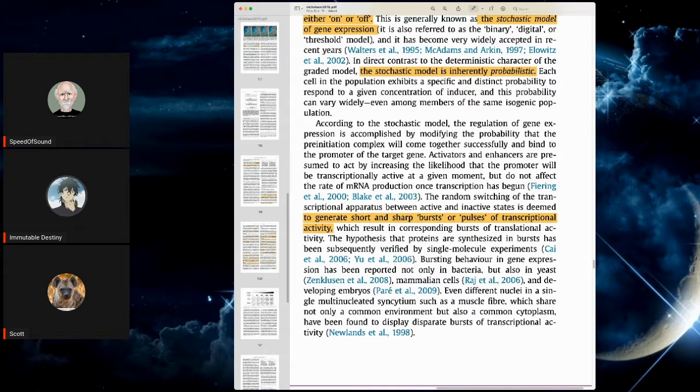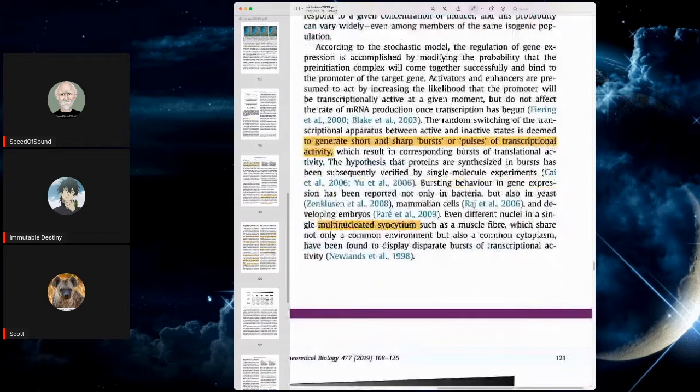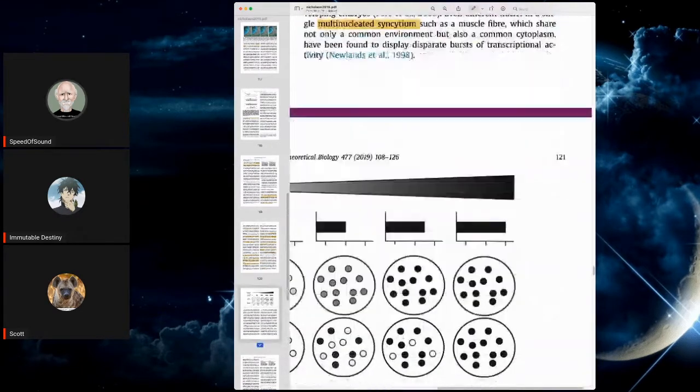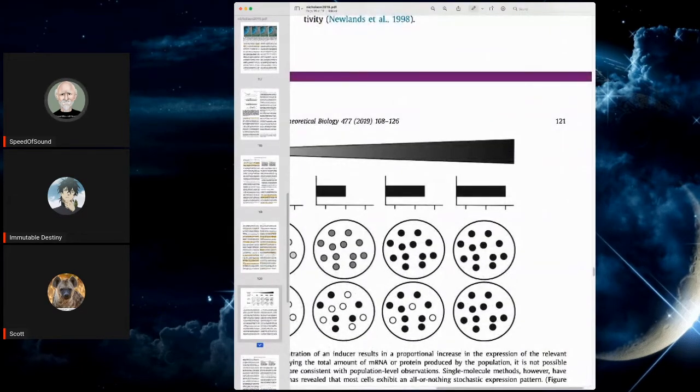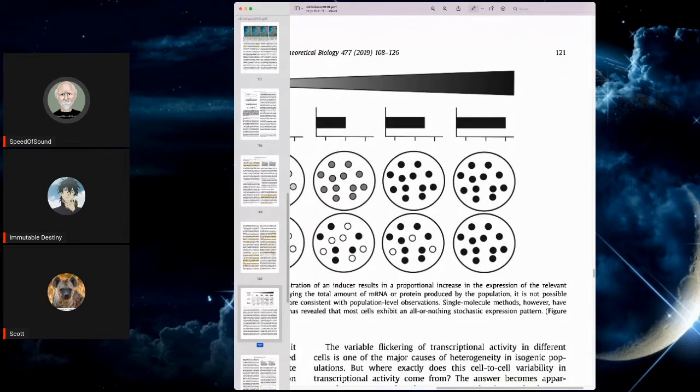Even different nuclei in a single multinucleated syncytium, such as a muscle fiber, which share not only a common environment but also a common cytoplasm, have been found to display disparate bursts of transcriptional activity. Okay. Syncytium means one cell with multiple nuclei, and like in the development of the Drosophila, that becomes very important.